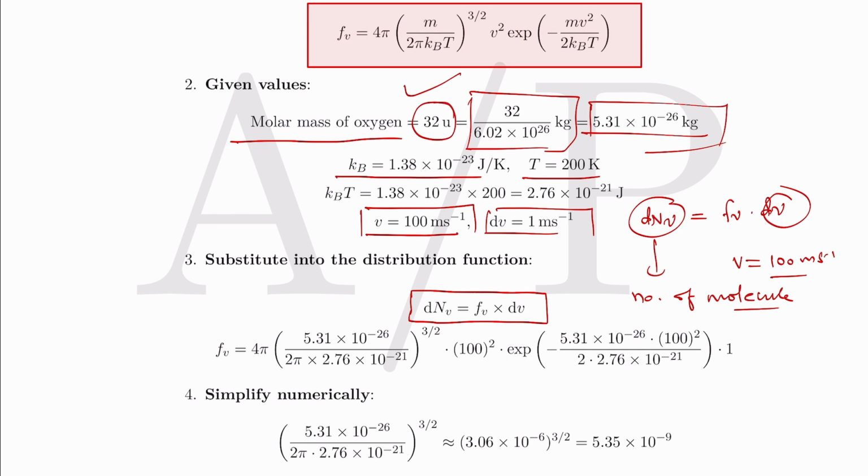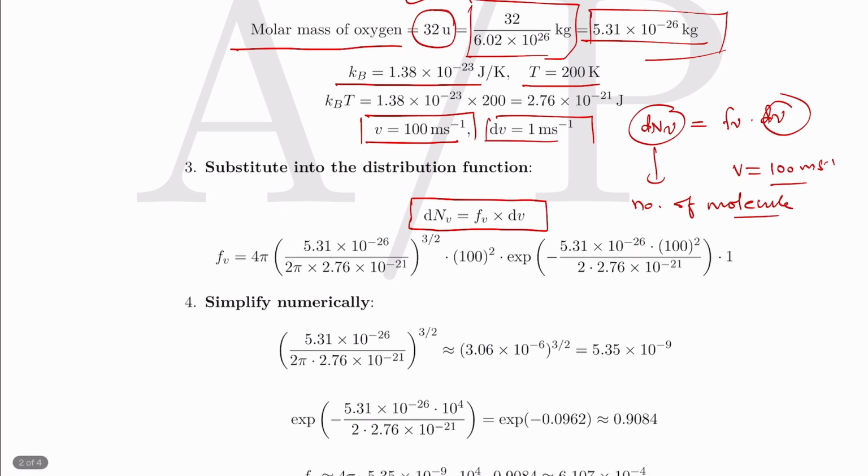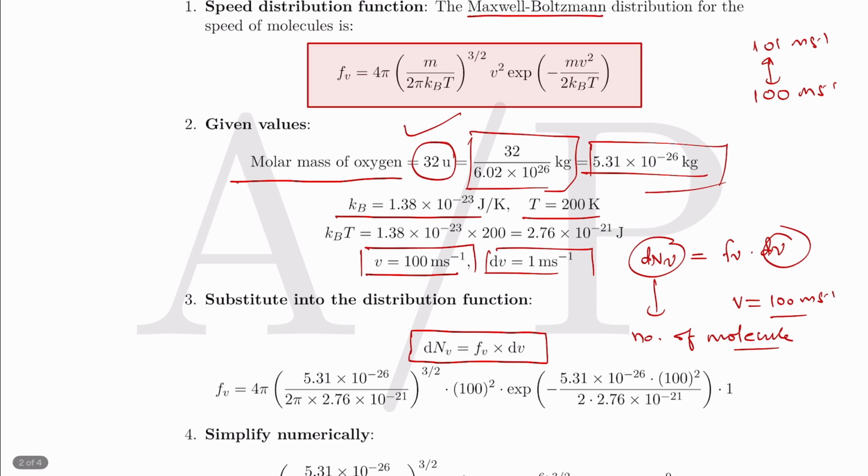So out of those number of molecules, only this number of molecules will be available within 100 and 101 meter per second. This is the way the distribution function explains the concept to you. So now you know that this is the value.